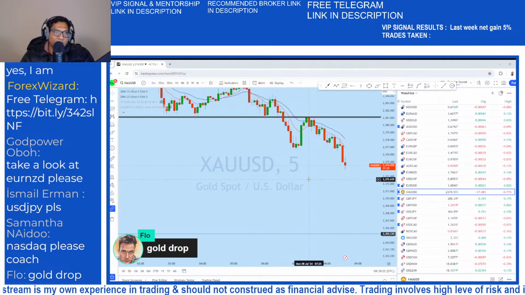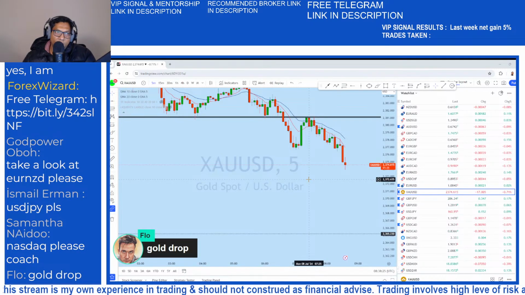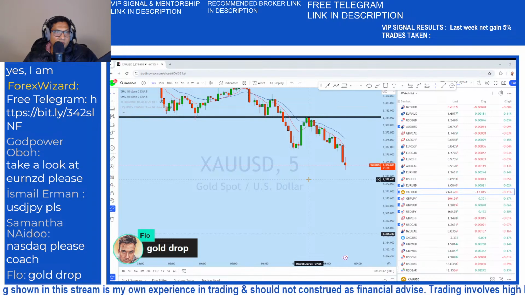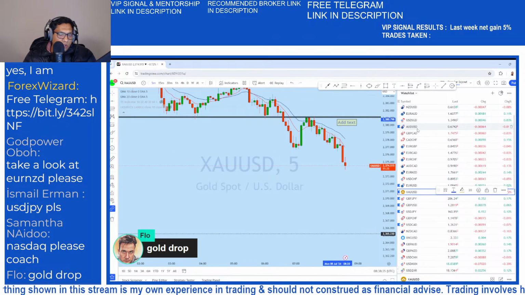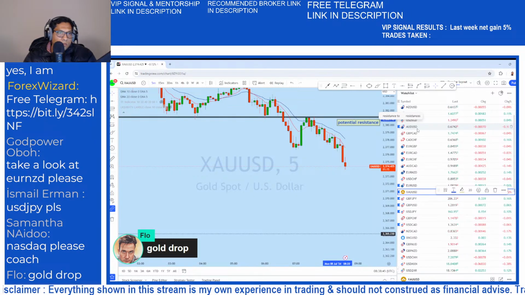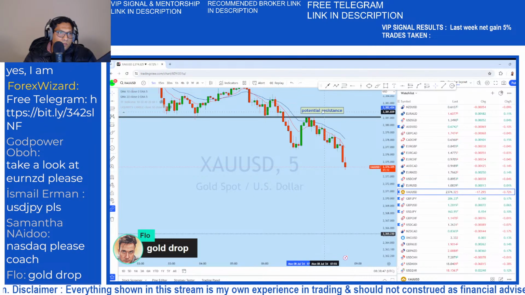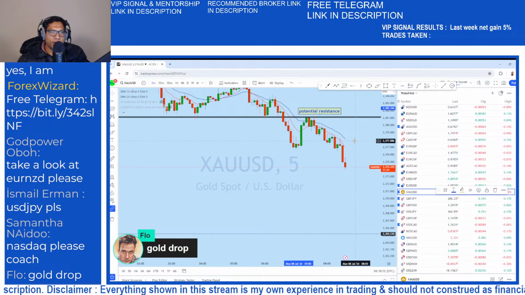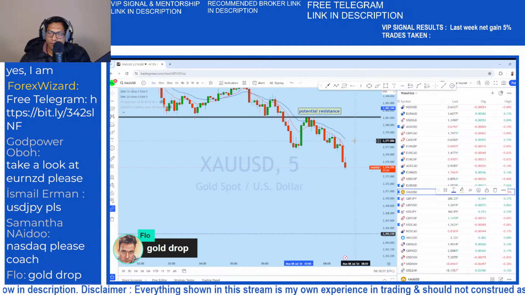Gold, we can see there is a bearish pattern at the moment. As we discussed, we will be waiting for break of structure. Now, break of structure is very important. Let's draw the resistance potential. If we look at the break of structure, which is also very important, if you guys remember.